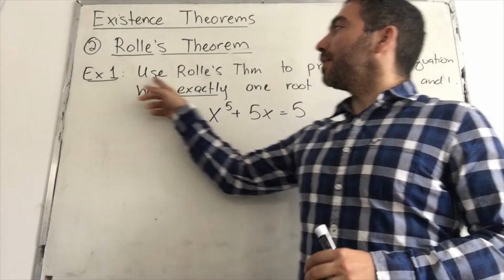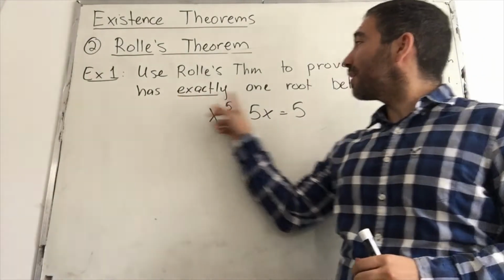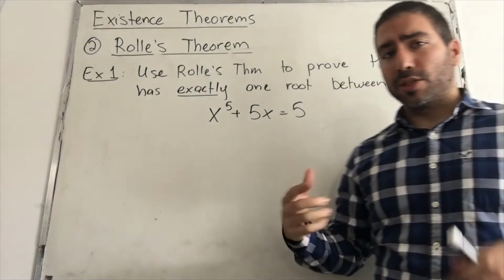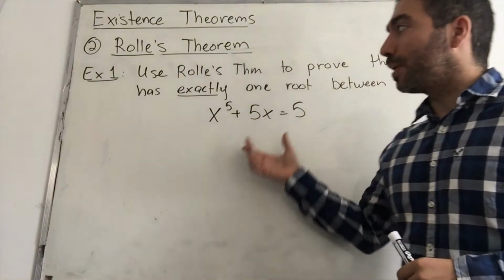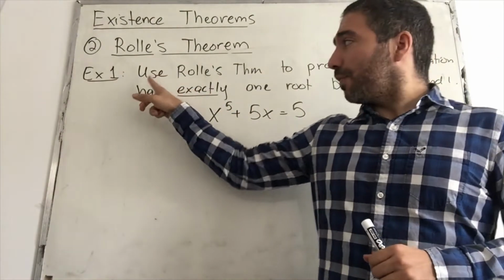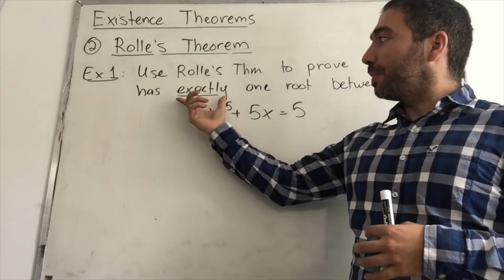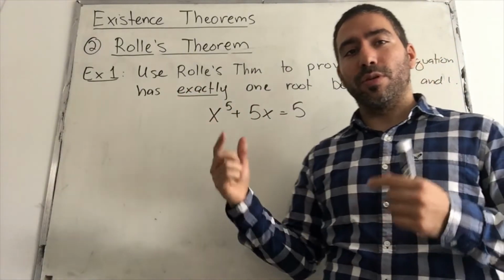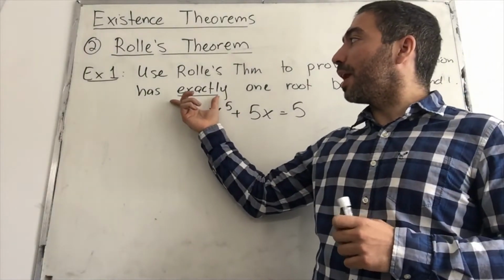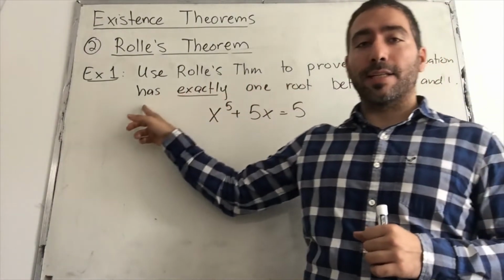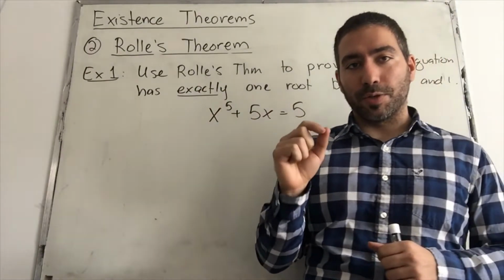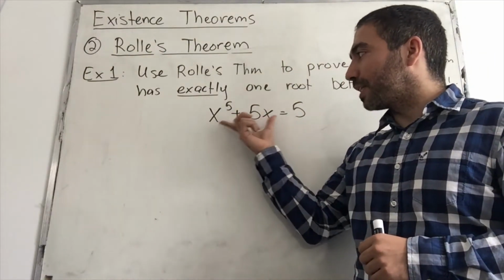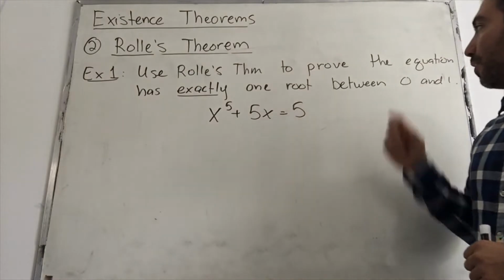In our first example, it says to use Rolle's theorem to prove the equation has exactly one root between 0 and 1. The equation given is x^5 + 5x = 5. We actually saw this exact equation in the previous video when we applied IVT. The difference is, first of all, even if it didn't say to use Rolle's theorem, we would know we have to, because it's stating that this equation has exactly one solution, as opposed to last time with IVT, where it said to prove the equation has at least one solution. So make sure you distinguish the difference. Here we have to show that there's exactly one, only one x value that's going to satisfy this equation between 0 and 1.